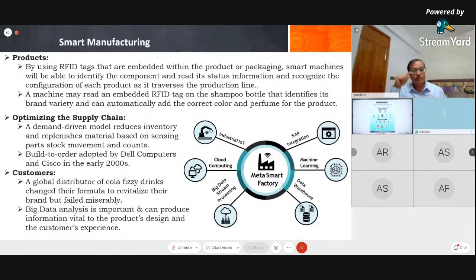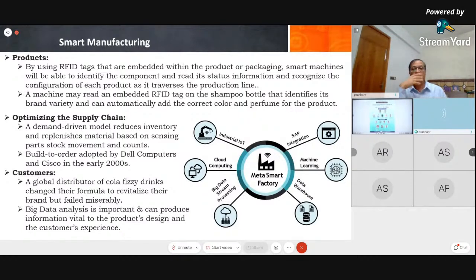And then the product further goes into another machine. Now, this RFID tag could be as small as something you can have on your fingertip. That's fine. Now, take an example.